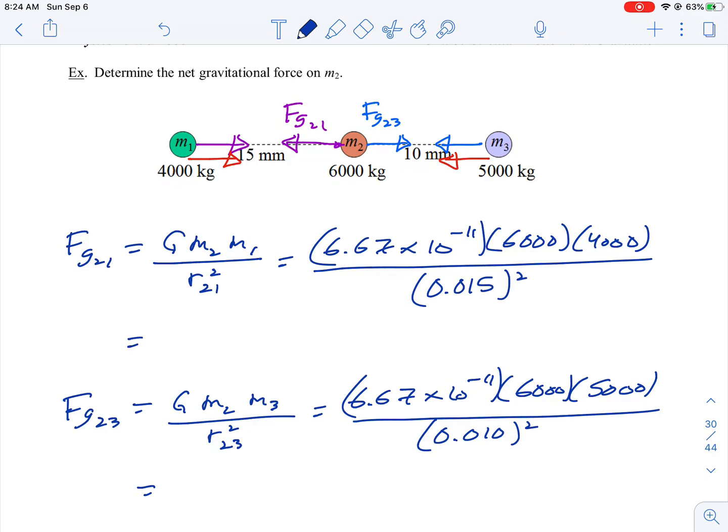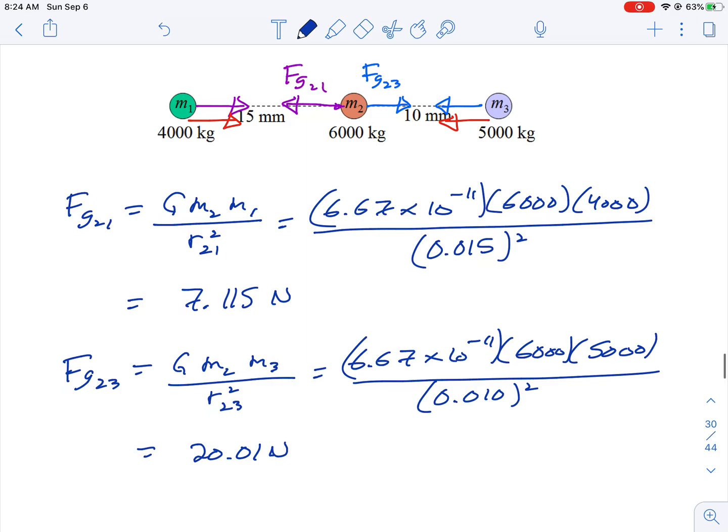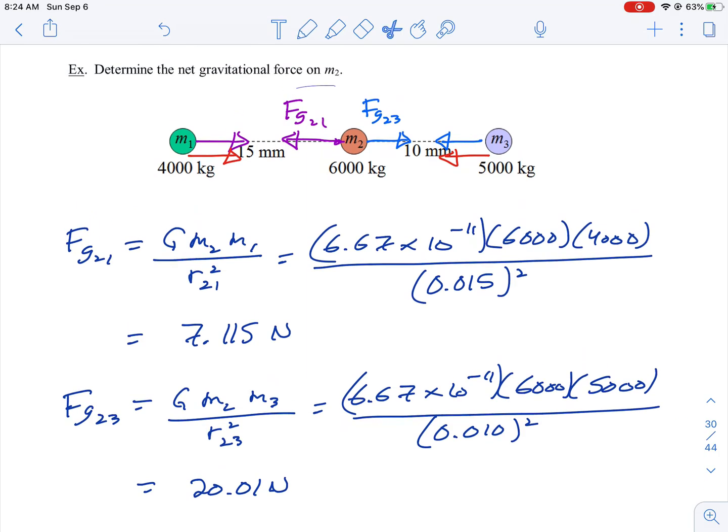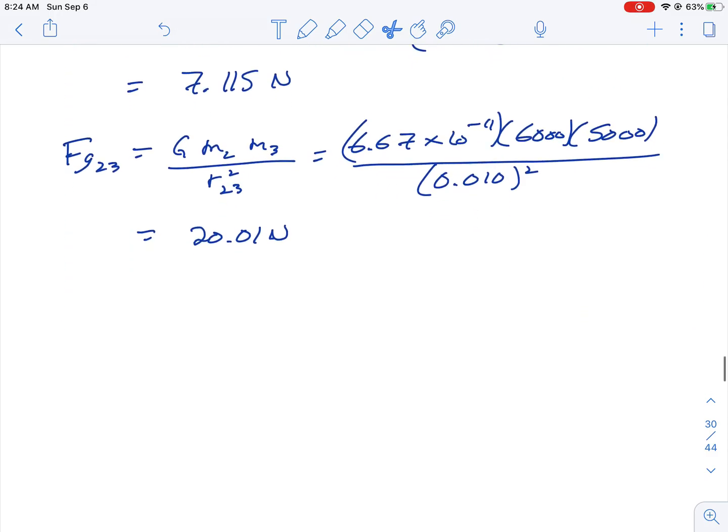Okay, so the first one's about 7.115 newtons. And the other was 20.01 newtons. Okay, so now we have the magnitudes for each. All right, let me just copy that force diagram here. Bring it down. Okay, so those are our two forces. And now we know the values for each of them.